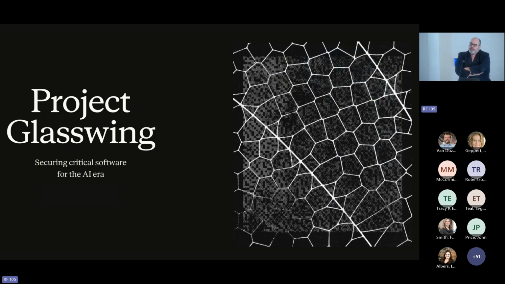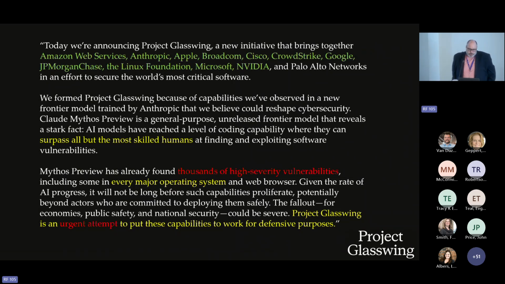This project came about as a result of the continuing advance of AI's capability in the software coding space. So there are multiple companies who've joined this initiative. There's Amazon, Anthropic, Apple, Cisco, CrowdStrike, Google, the Linux Foundation, Microsoft, NVIDIA. So these are very significant players in the AI world. They banded together. They agreed that this initiative is important.